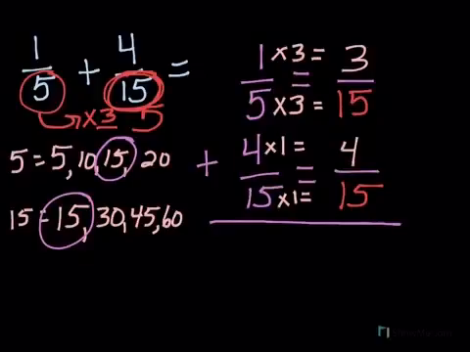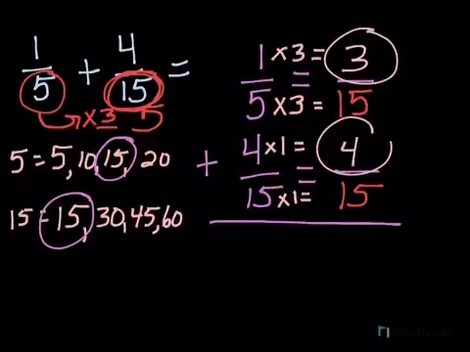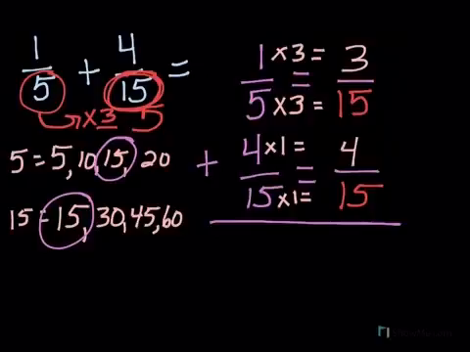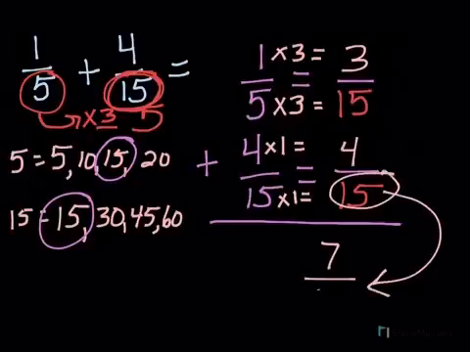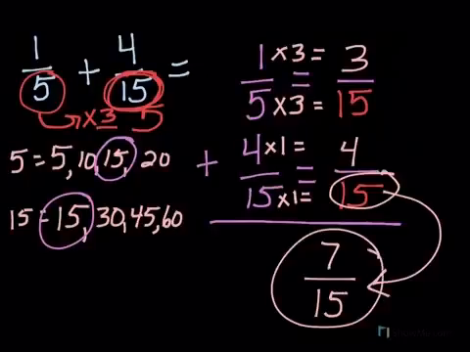Now I just add my numerators and I keep the same denominator. I know 3 plus 4 gives me 7, and I just keep that same denominator. My final answer is 7/15.